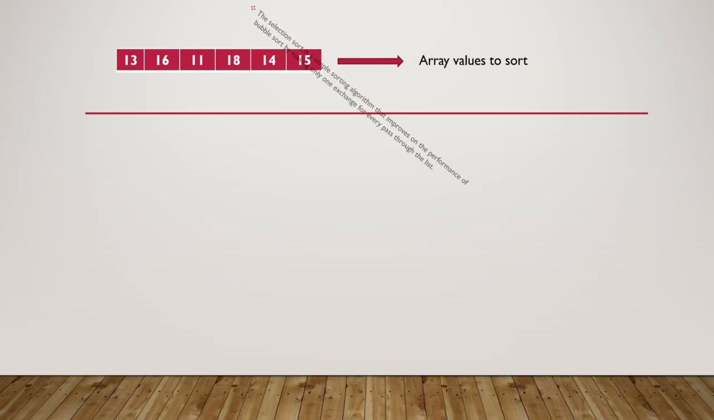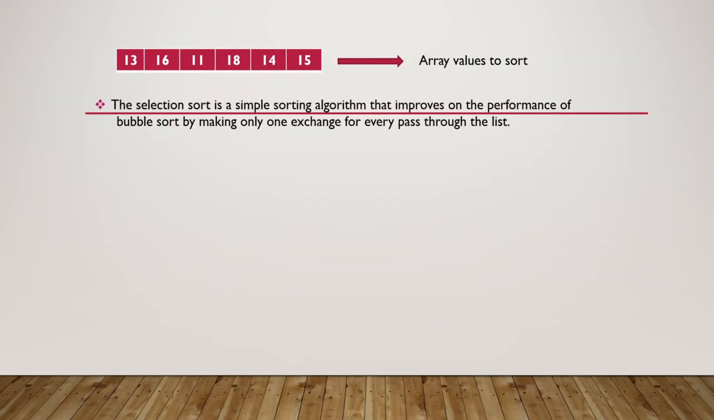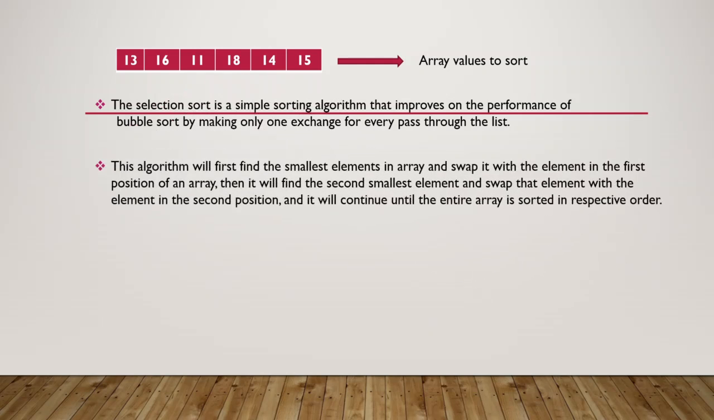Now, selection sort. What is selection sort? The importance of selection sort is that it improves the performance of bubble sort by making only one exchange for every pass through the list. So each time when we check, only one swap is made. That is the advancement of selection sort. In bubble sort, we will have to make more than one swap at the same time.